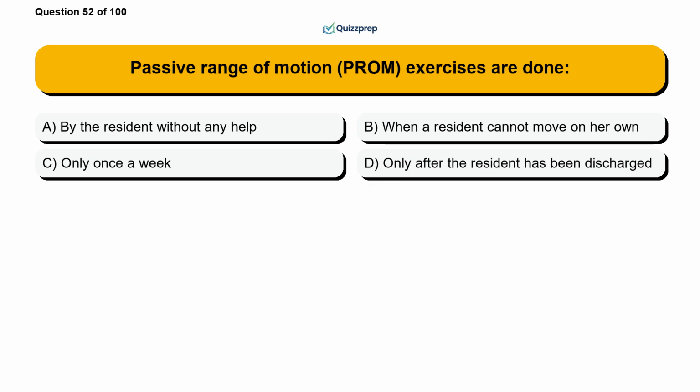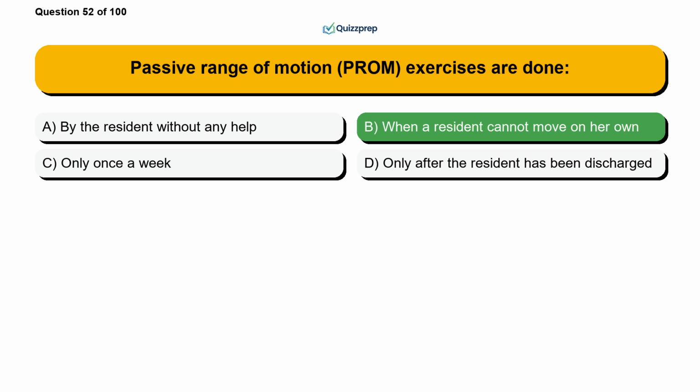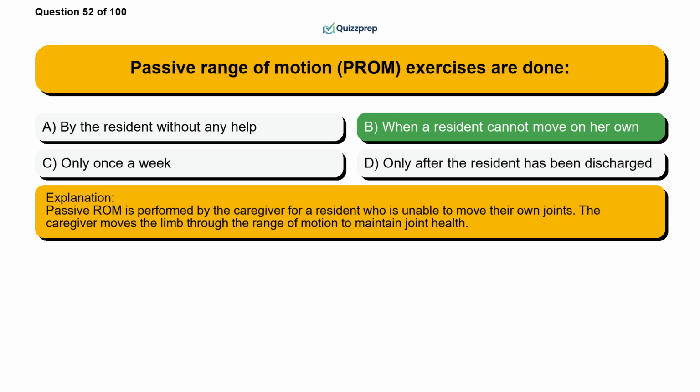Question 52. Passive range of motion, PROM, exercises are done. Option A. By the resident without any help. Option B. When a resident cannot move on her own. Option C. Only once a week. Option D. Only after the resident has been discharged. The correct answer is option B. When a resident cannot move on her own. Passive ROM is performed by the caregiver for a resident who is unable to move their own joints. The caregiver moves the limb through the range of motion to maintain joint health.